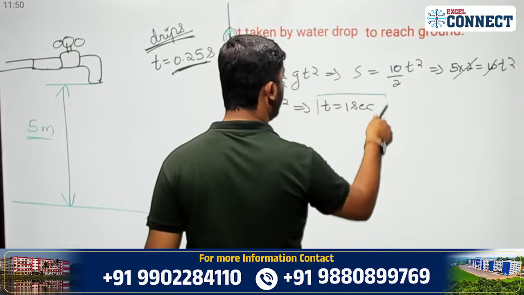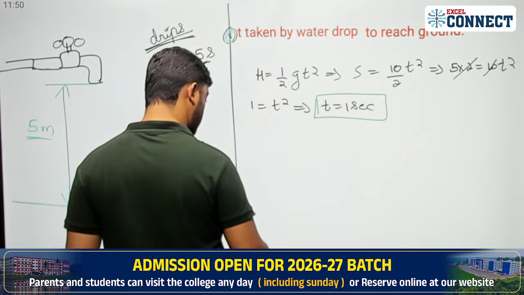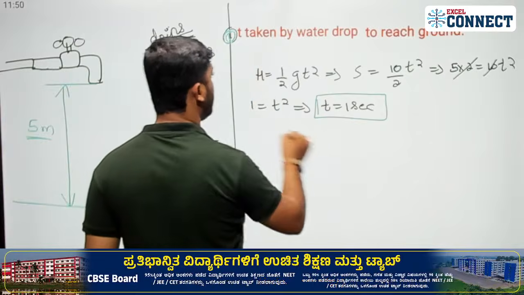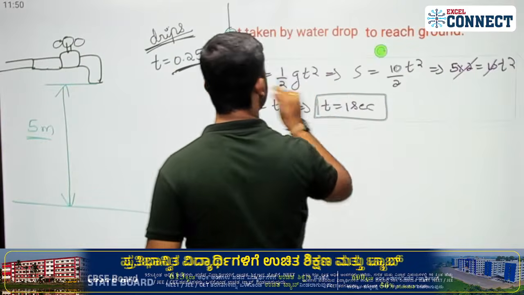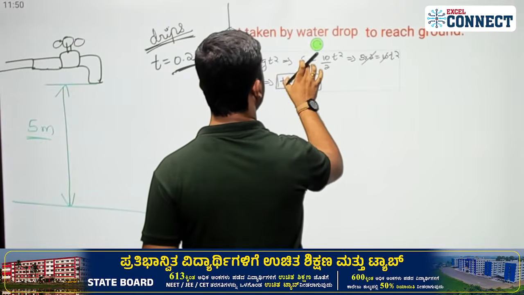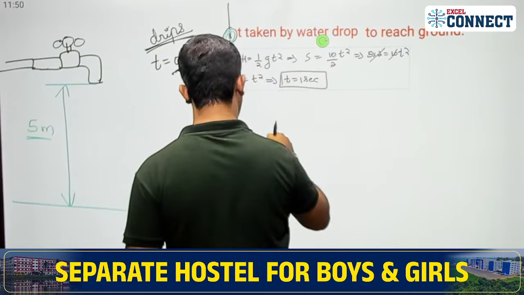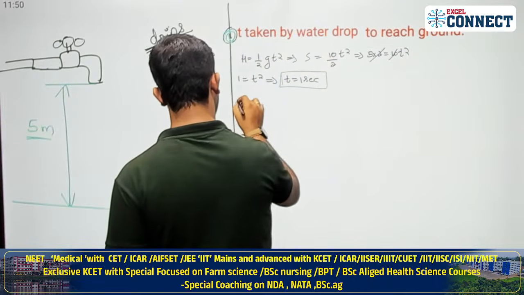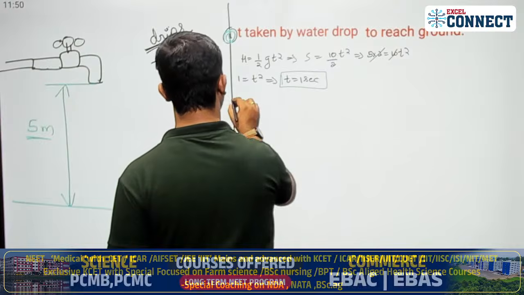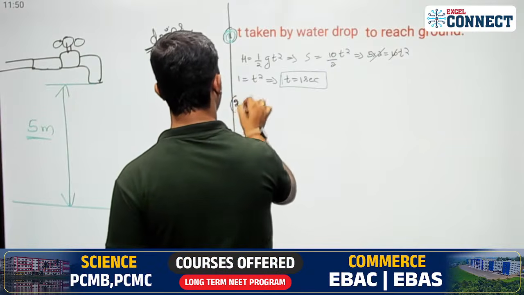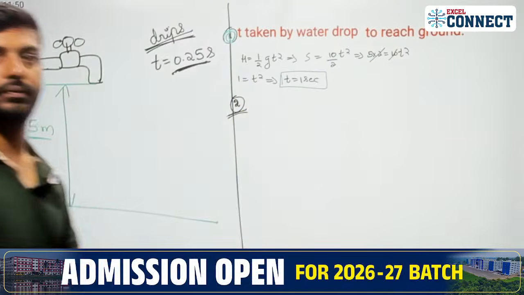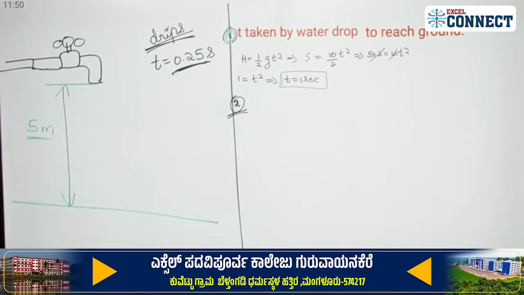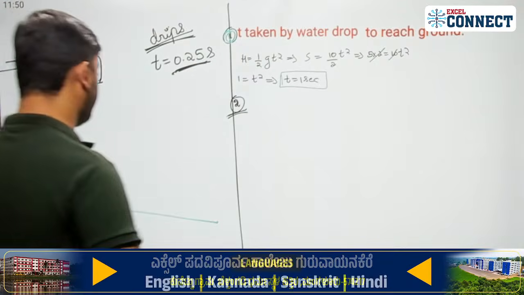What is the time taken by water drop? Time taken by water drop is 1 second. Okay. Now, this is the second question here.